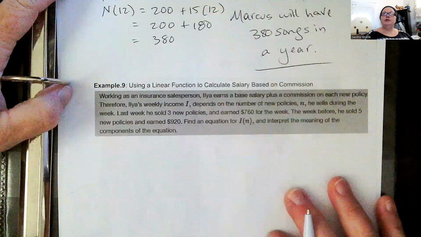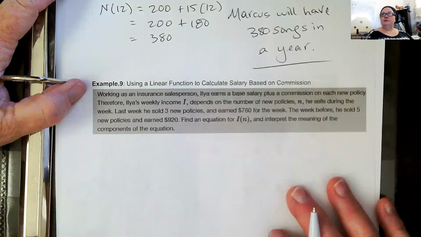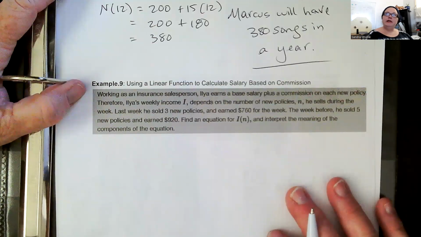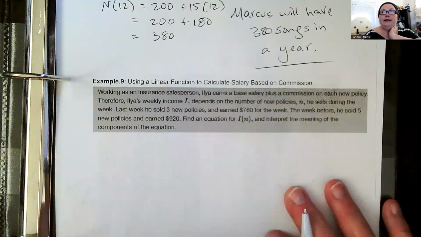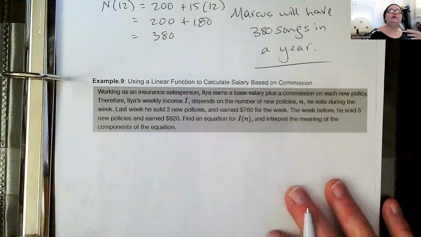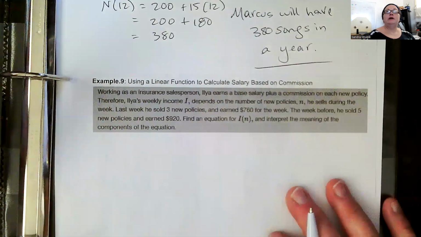Boom. Next. All right, working as an insurance salesperson, Ilya earns a base salary plus a commission on each new policy. Therefore, Ilya's weekly income, I, depends on the number of new policies he sells during the week. Last week, he sold 3 new policies and earned $760 for the week. And the week before, he sold 5 new policies and earned $920. Find an equation for I of n and interpret the meaning of the components.